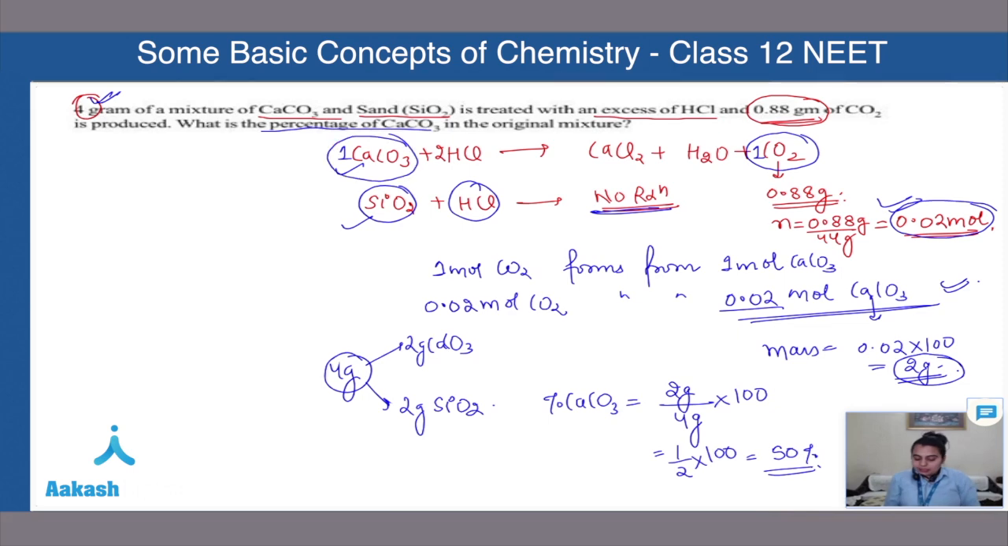So this means the mass of calcium carbonate would be its number of moles into its molar mass, that is 100 grams. So 0.02 into 100 equals 2 grams. Is that clear?